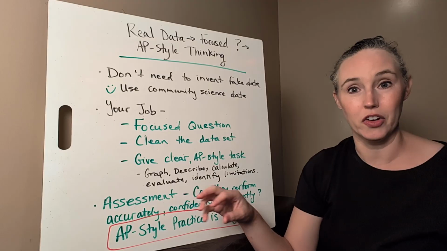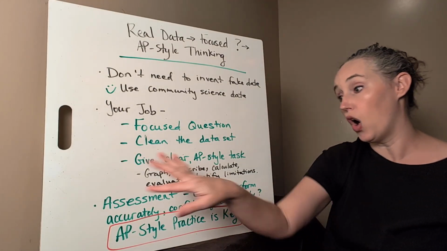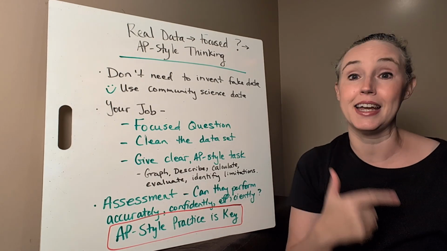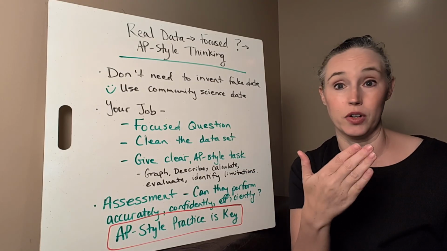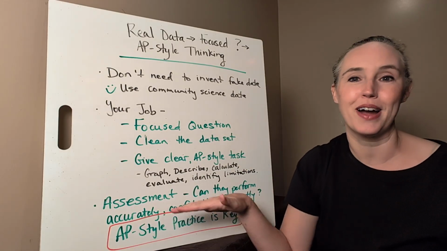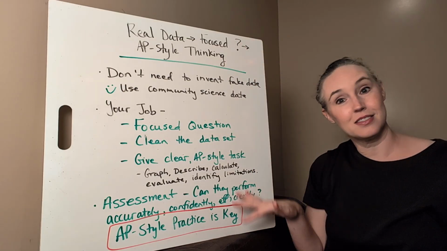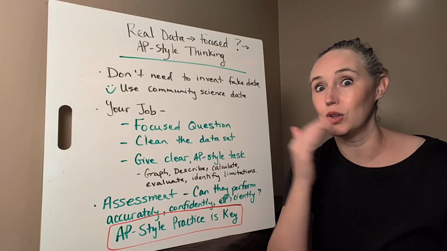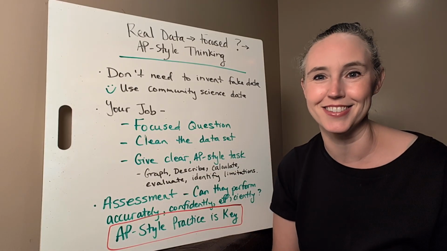And the assessment here is, can they perform all of these tasks accurately, confidently, and efficiently under time pressure, just like they would have to for an FRQ or some other part of the AP biology exam. AP style practice is key to success, but this community science data analysis is going to help them build tons of AP bio skills and can be done over and over again all year long.